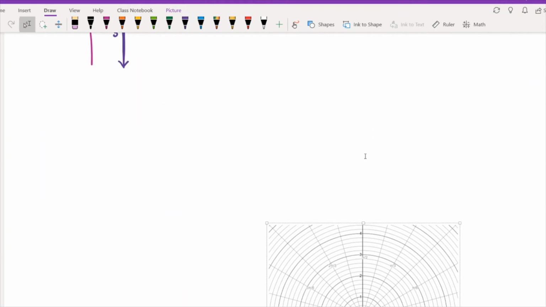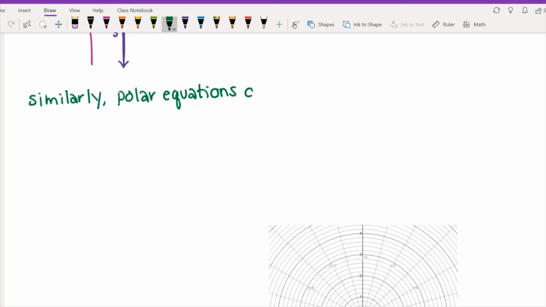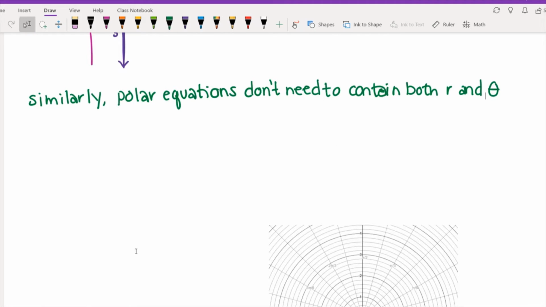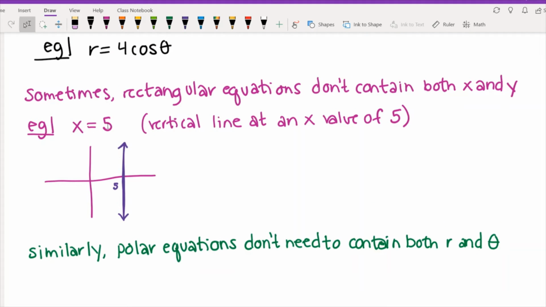So let me just kind of say that here. So similarly, polar equations don't need to contain both r and theta. And so similarly to how when you're graphing something like x is equal to 5, it doesn't really make sense to make a table, right? There's not really much that you would put on the table. It's more like you're just like, okay, x is always 5. Let me think about what that looks like.